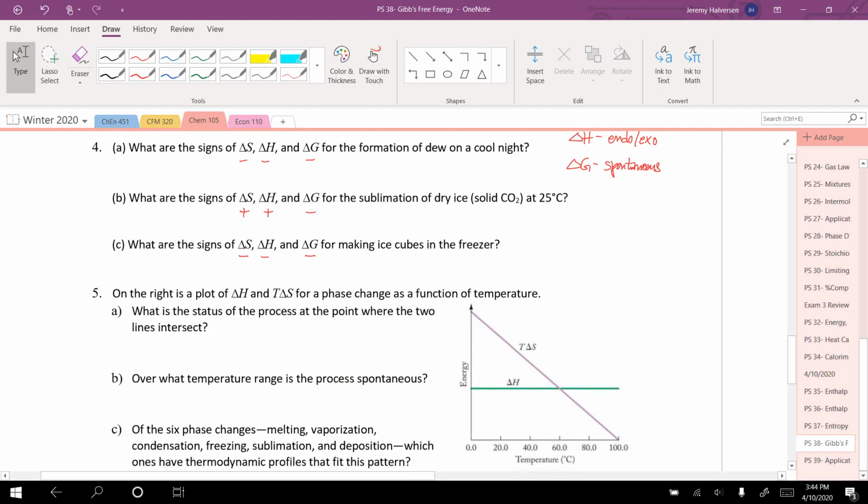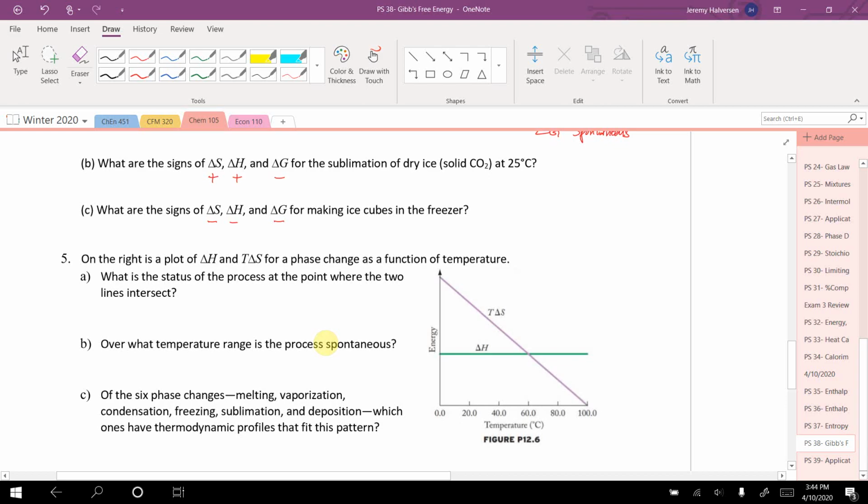On the right is a plot of delta H and T delta S for a phase change as a function of temperature. So we've got temperature on the bottom. We have a value for T delta S and a value for delta H. Okay, remember, delta G equals delta H minus T delta S.